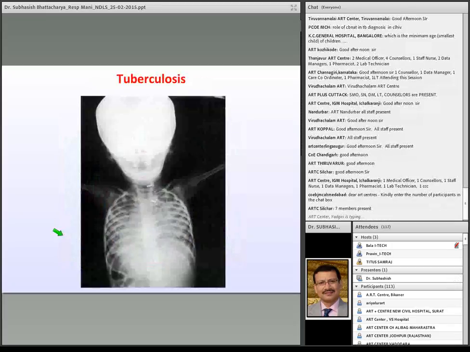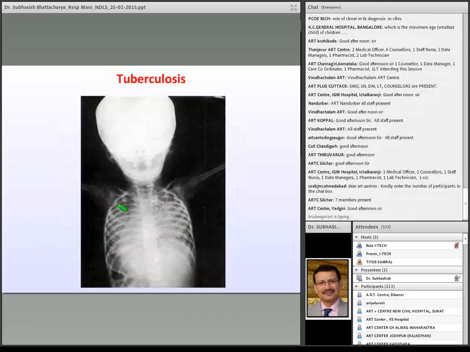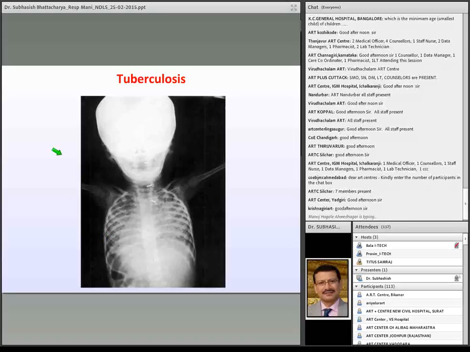This is another serious form of TB showing miliary mottling all over the lung, and this is known as miliary tuberculosis. This miliary mottling, that is disseminated tuberculosis, may spread to the CNS and lead to CNS tuberculosis in such cases.